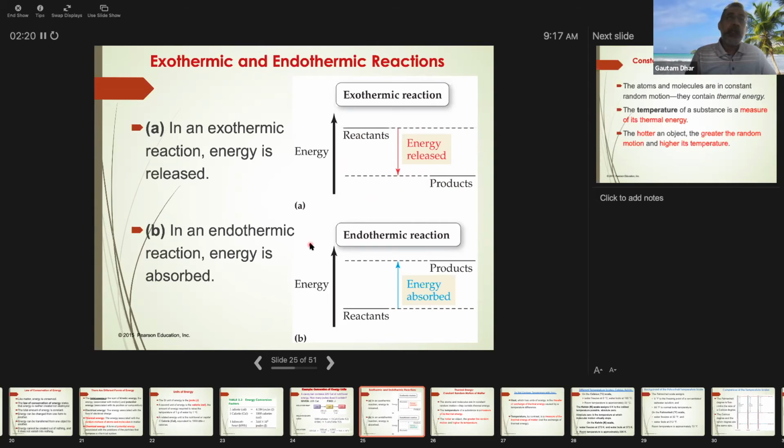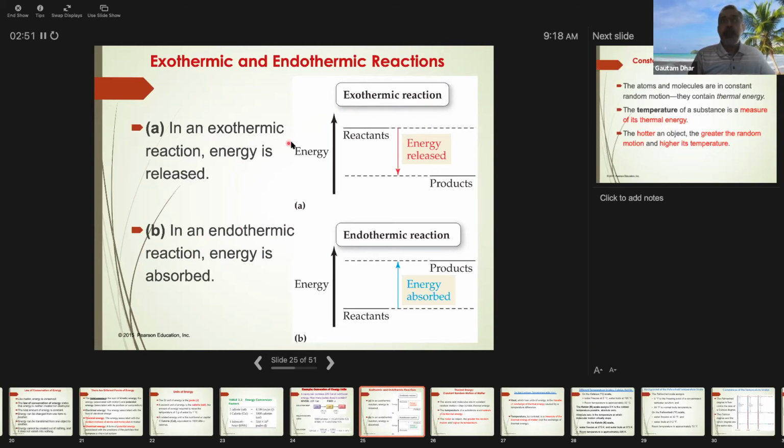On the other hand, if the product is at higher energy and the reactant is at lower energy, in order to go to the product you have to give energy, so that energy is absorbed. There are two terms that you must remember. Exothermic: exo means out, going out, so in an exothermic reaction energy is released. In an endothermic reaction, energy is absorbed.